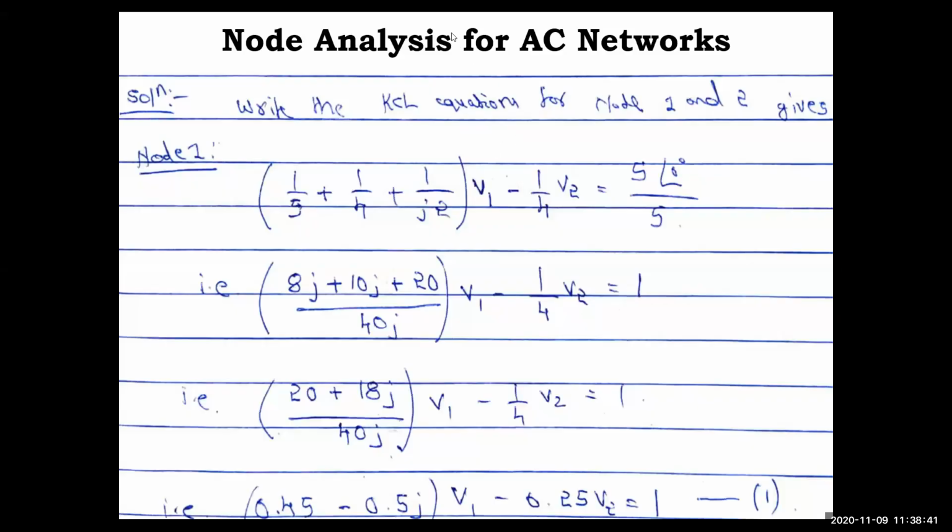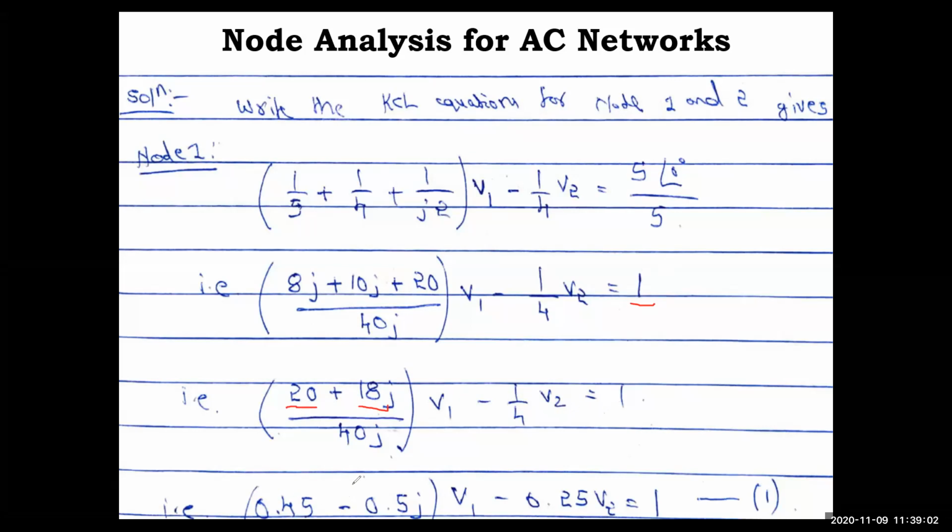Okay, so you understood how you got this as 1. If this problem persists in any case, follow the same procedure. Then we'll move on with the simplification. Here 8 plus 10j is 18j, and the 20 I have taken to this side, so 20 plus 18j by 40j, v1 minus 1 by 4 v2 equals 1.